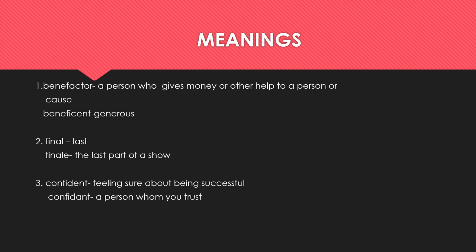Now the third pair, confident, means feeling sure about being successful. When you are confident, you know you are going to do well and you are going to get good marks. Confidant is a person whom you can trust and you tell your secrets and you can depend on him. He is not going to go here and there telling your secrets to people around. So, although Salim was confident that he'd win, he told this only to his confidant Ajay. Salim was confident, or you can say I was confident about my performance, but I told this only to my confidant. Confident means you are sure about being successful, and confidant is the person whom you trust and you tell everything.